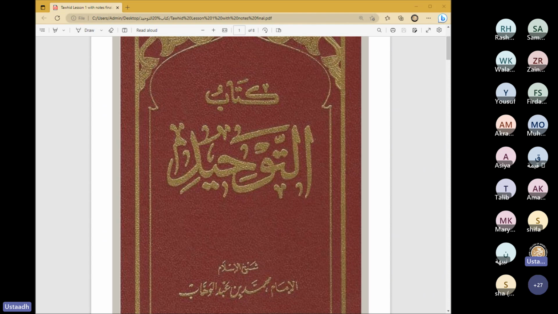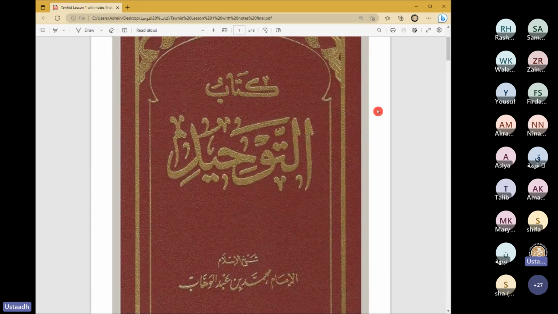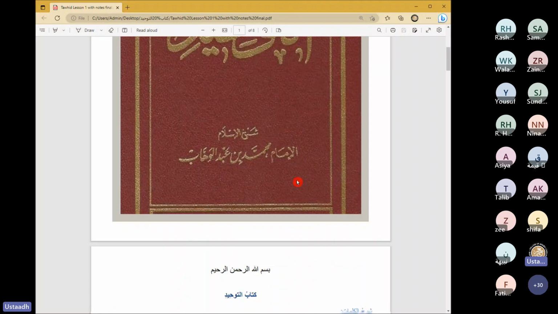We welcome all the brothers and sisters to the beginning of our study of the text of Kitab al-Tawhid by Shaykh al-Islam wal-Imam Muhammad ibn Abdul Wahhab, rahmatullahi alayh. So just to clarify what we are going to be studying, most of you should have the handout that was made available.